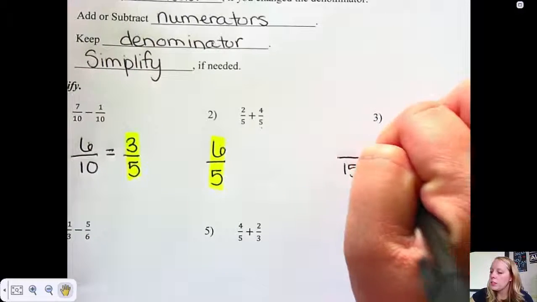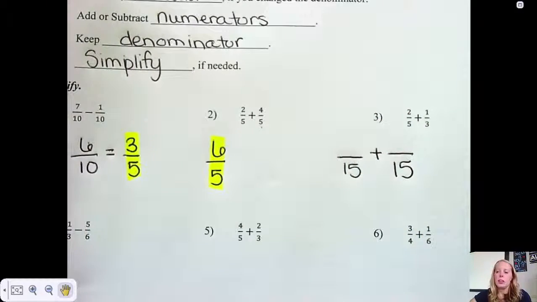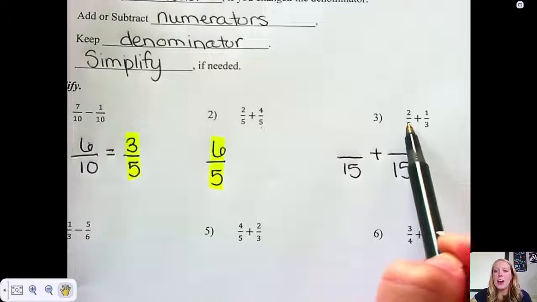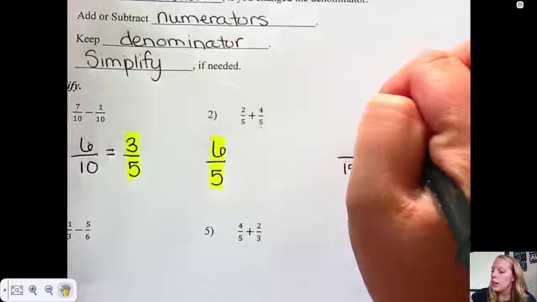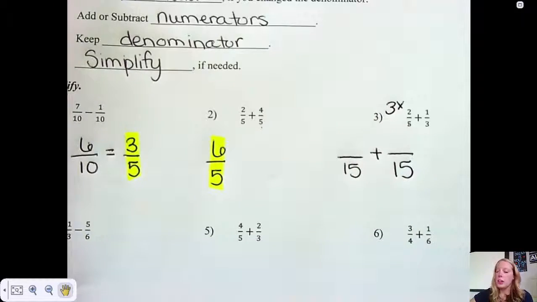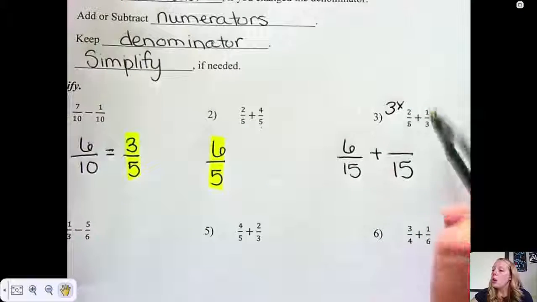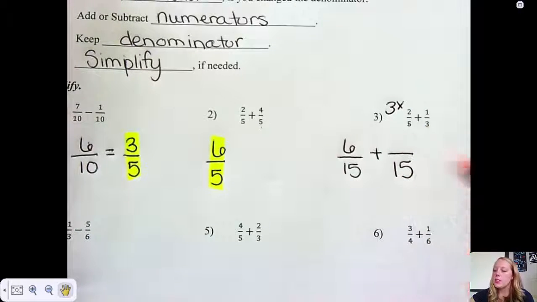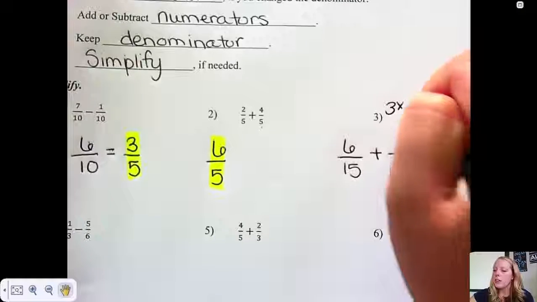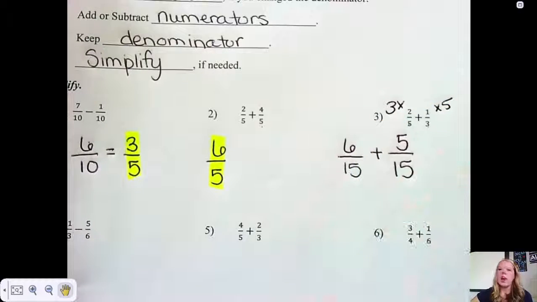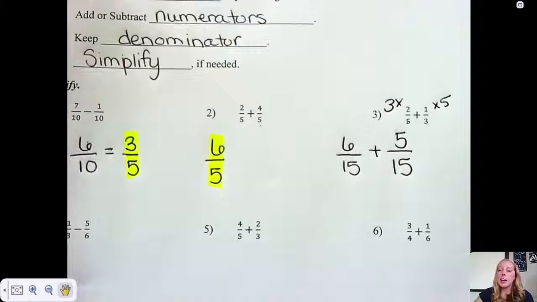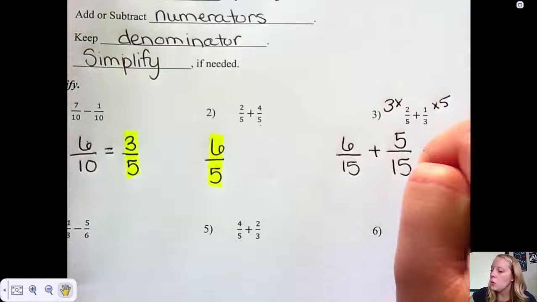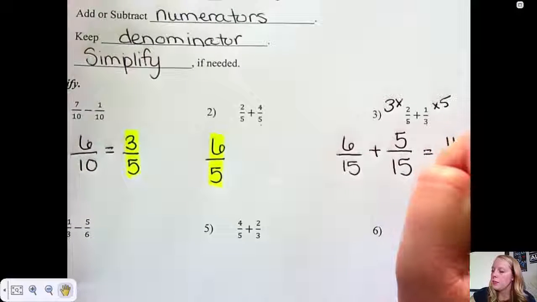Fraction bar with a 15 under it. What did you multiply 5 by to get to 15? The answer is 3. So take 2 times 3, and this numerator is now going to be 6. What do you multiply 3 by to get to 15? The answer is 5. 1 times 5 is 5. 6 over 15 plus 5 over 15 equals 11 over 15.